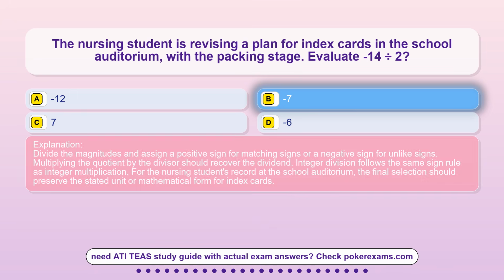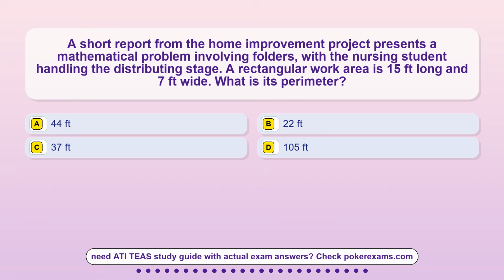Divide the magnitudes and assign a positive sign for matching signs or a negative sign for unlike signs. Multiplying the quotient by the divisor should recover the dividend. Integer division follows the same sign rule as integer multiplication. For the nursing student's record at the school auditorium, the final selection should preserve the stated unit or mathematical form for index cards. Question 23.